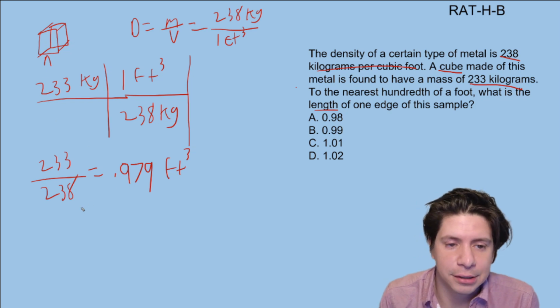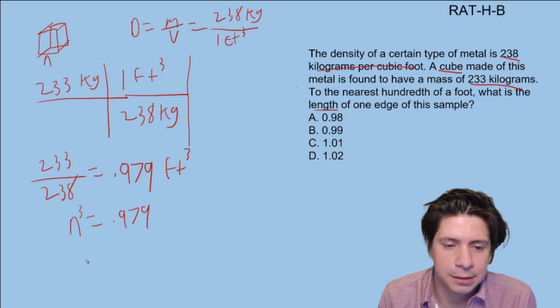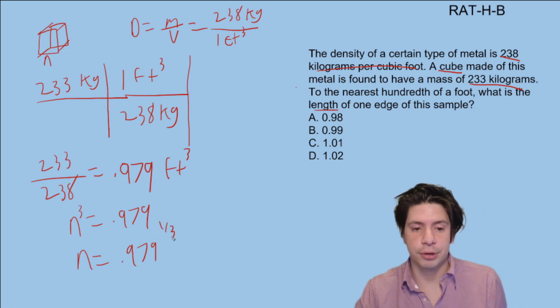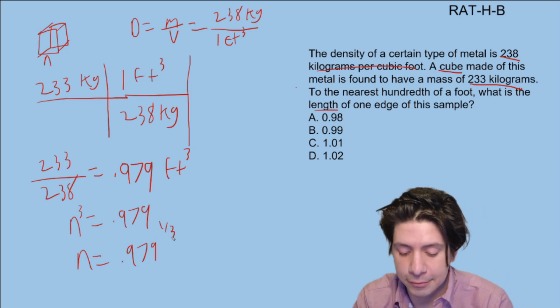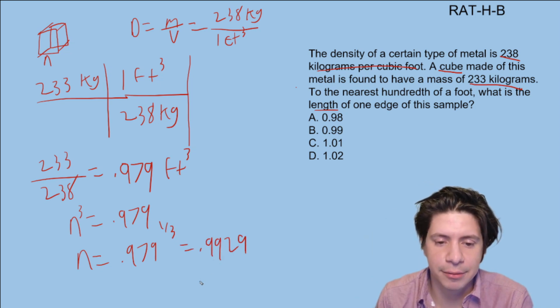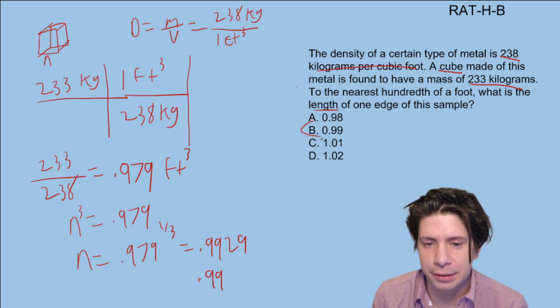So we're going to do n cubed equals 0.979, and then you're going to find that n equals, right, 0.979 to the 1/3 power, or you can think about it as the cubic root of 0.979, and that gives us 0.9929, which when you round becomes 0.99. So that would be B, right?